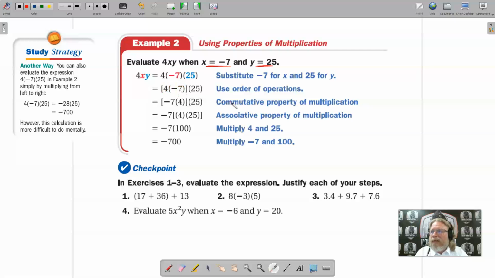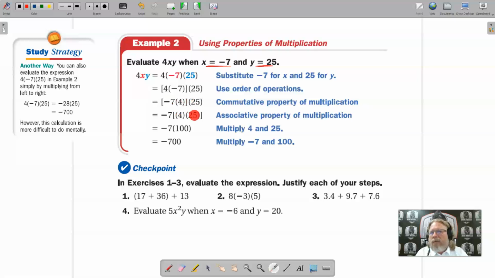But let's go ahead and use the commutative property and switch them around. -7 times 4. That's the commutative property. They changed position, right? Moved from one place to the other. Now we're going to regroup the 4 with the 25 right here on this line, and that is the associative property. The numbers stay in the same order, -7, 4, 25. All we did was regroup the 4 with the 25 instead of having it grouped with the -7.